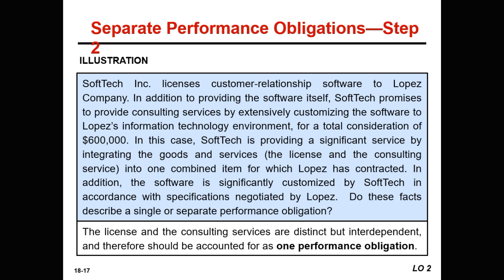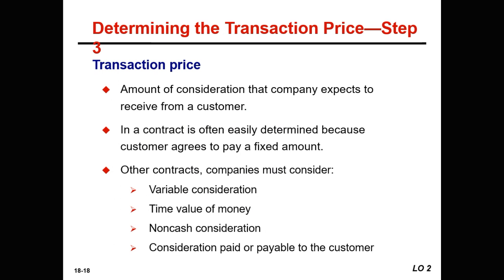Step 3 is transaction price and determining, what is the transaction price? Transaction price is the amount of consideration that a company can expect to receive from a customer in exchange for transferring goods or services. Typically, it's a fixed amount over a short period of time. In other contracts, companies must consider such factors as variable consideration, the time value of money, non-cash consideration, and consideration paid or payable to the customer.